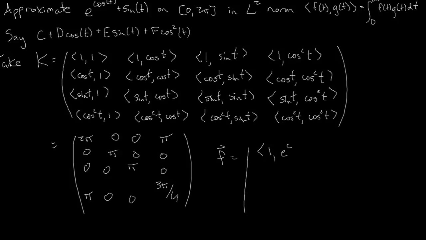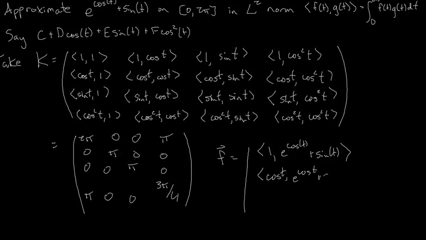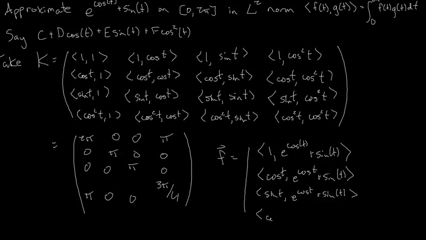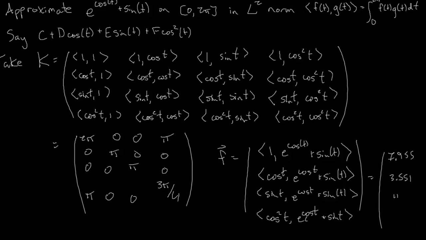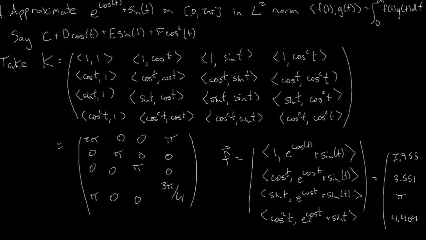Take f to be the vector 1 with the function you're trying to approximate, and then the dot product of 1 and the function you're trying to approximate, the dot product of cosine and the function you're trying to approximate, the dot product of sine and the function you're trying to approximate, and the dot product of cosine squared and the function you're trying to approximate. Again, this is going to be a bunch of integrals. Maybe you can't do these integrals, but Wolfram Alpha can do them for you at least. When you do them, you get the following numbers out: 7.95, 3.5, pi, and 4.4.